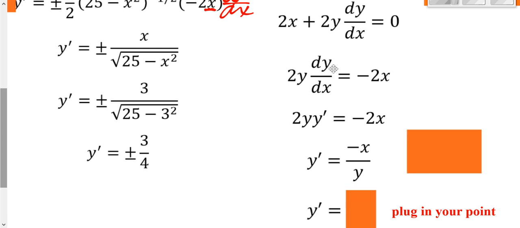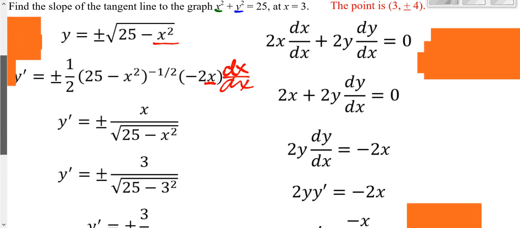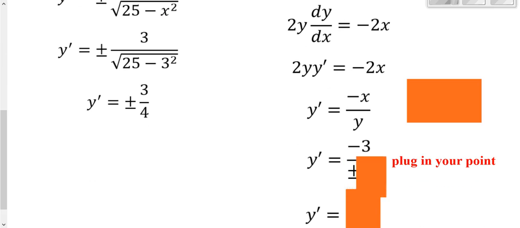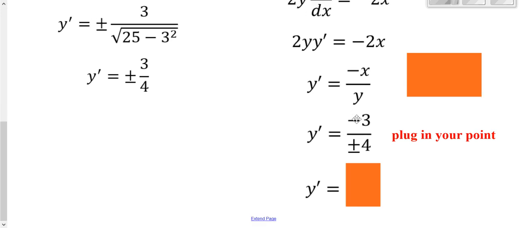Now, if you wanted to change your dy over dx to a y prime, you could, because dy over dx and y prime are identical in meaning. When you divide both sides by the 2y, you get this here because the 2's drop. So then you can plug in your point. Once again, your point was 3 comma plus or minus 4. So 3 and plus or minus 4 because y is on the bottom. So the negative over the positive is a negative, where the negative over the negative is a positive. So it's still plus or minus 3/4. So two different ways to go ahead and figure out the slope of your tangent line, which is your derivative.